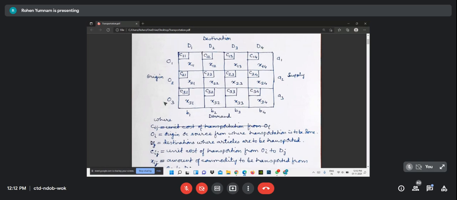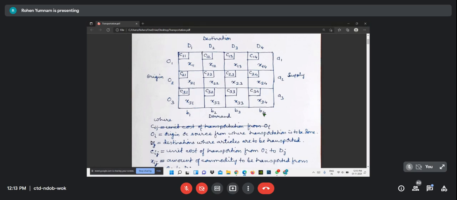And that is why normally the sum of A1, A2, A3 and the total of B1, B2, B3, B4 must be equal. Whatever is produced by the factory is to be consumed by the shops. That is why the sum of A1 plus A2 plus A3 must be equal to B1 plus B2 plus B3 plus B4. Such a type of problem is called a balanced transportation problem.